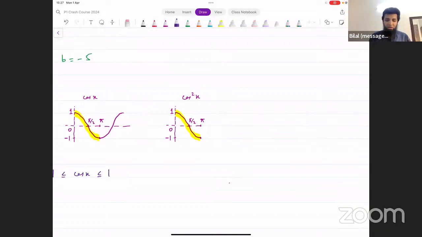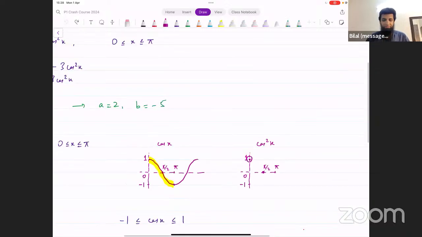Now, when cos of x is 1, what is the value of cos square x going to be? Square of 1 is also 1. So it's still going to start from 1. Cos square x is also going to start from 1, so it will start from the same value. When cos x is 0, what about cos square x? Cos square x is also going to be 0. So at pi/2 as well, it has the same value. At 0, it's the same value. At pi/2, it's the same value as cos.